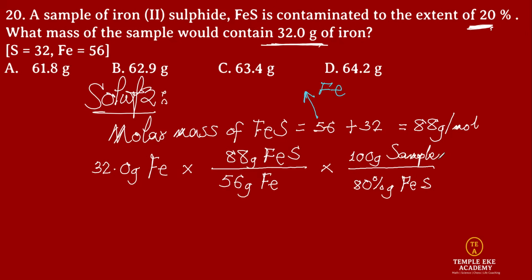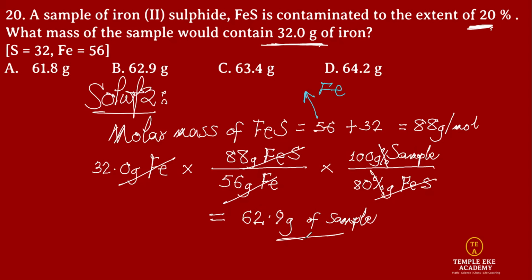And this is mission completed already because the gram of iron now cancels the gram of iron. Gram of iron(II) sulfide cancels the gram of iron(II) sulfide. And by taking the percentages off, there is percent here, of course, intended. The surviving unit is simply gram of sample. And now by using an electronic calculator to evaluate this, by multiplying and dividing appropriately, we're going to generate 62.9 grams of the sample. And this, of course, is our final answer. Very simple. And that is right there in option B.